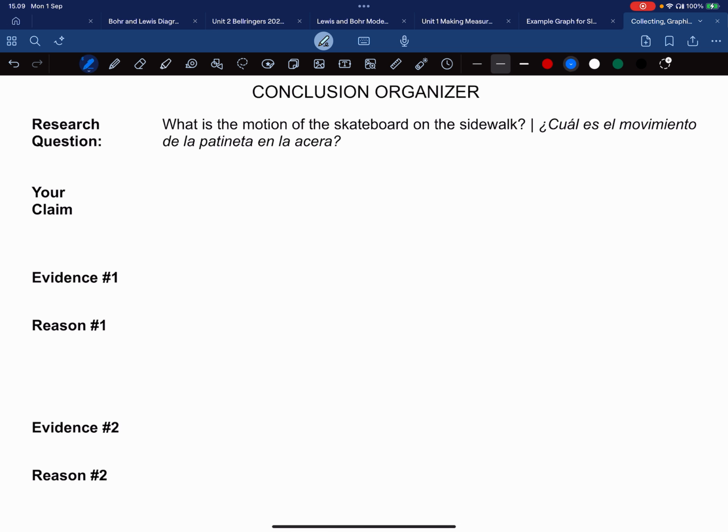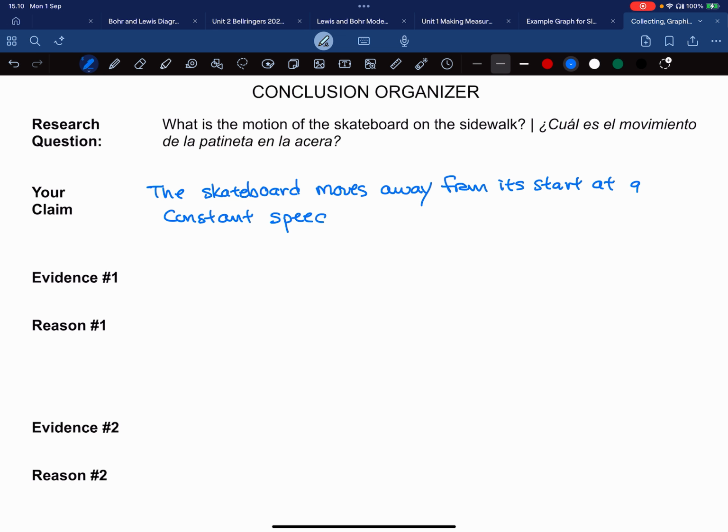So my claim, when I write my claim, is that the skateboard moves away from its start at a constant speed. So that is my claim.